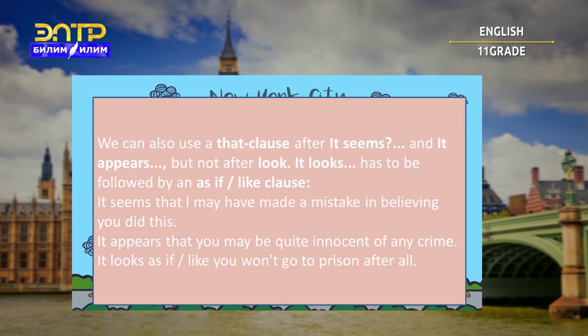We can also use a that clause after it seems and it appears, but not after look. It looks has to be followed by an as if or like clause. For example, it seems that I may have made a mistake in believing you did this. It appears that you may be quite innocent of any crime. It looks as if or like you won't go to prison after all.